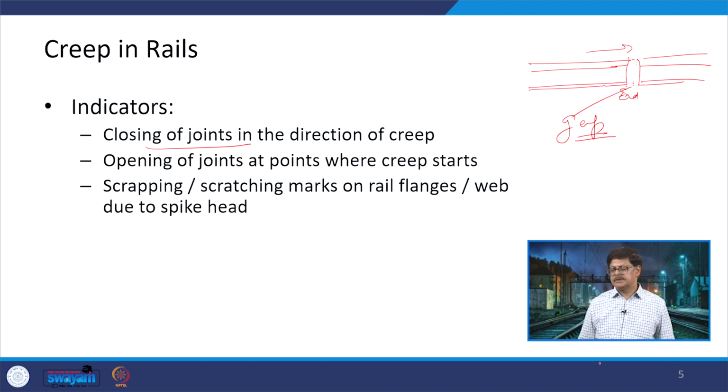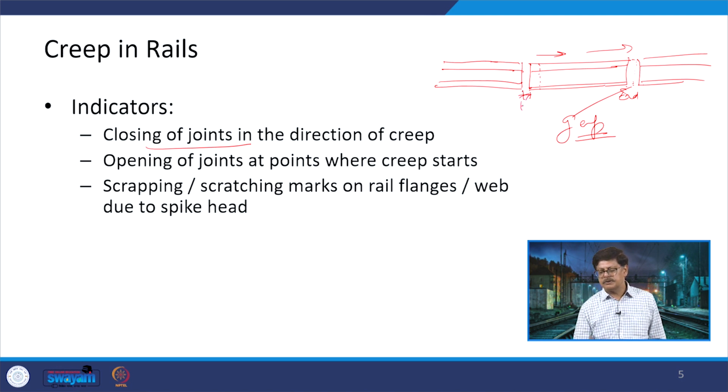Another thing which can happen is at the other side of this particular rail. If it is happening to this specific rail at this location, then the gap which was previously there at this position changes, because this rail has moved in the right hand direction. So the new position of this rail will be like this. Initially the gap was this much, now the gap has become this. So there is an opening of the gap here, and a closing of the gap there.